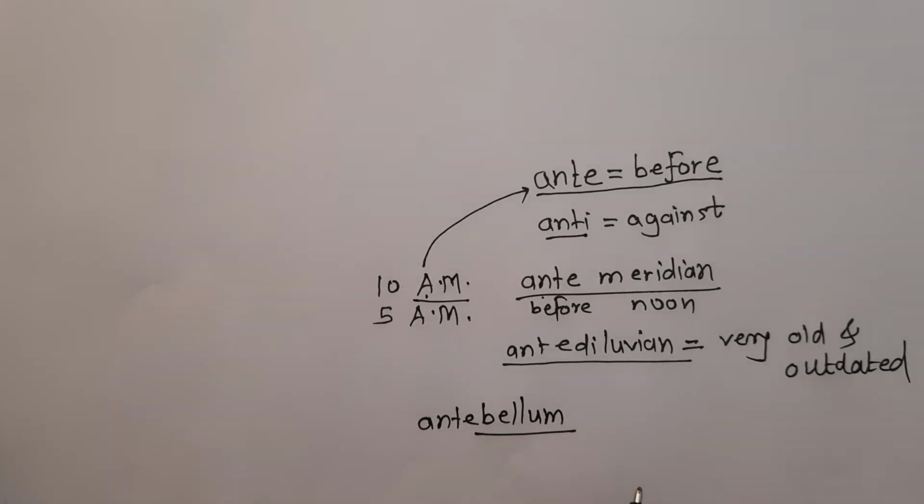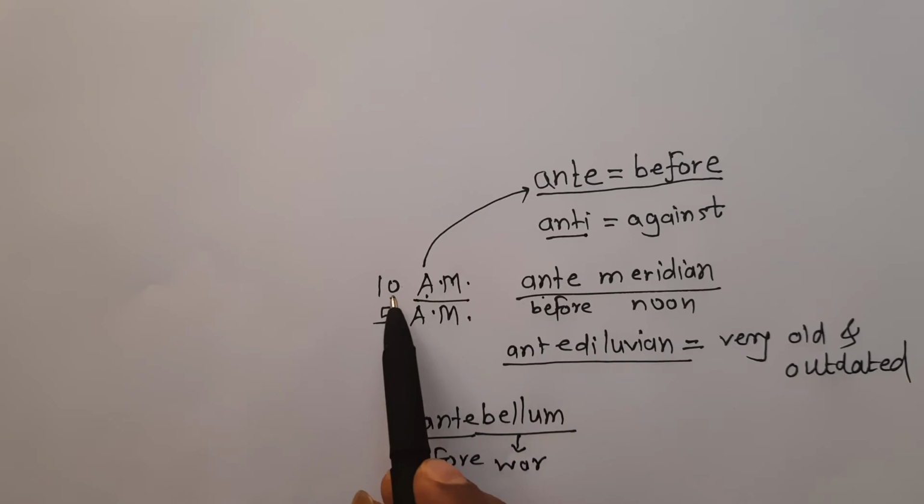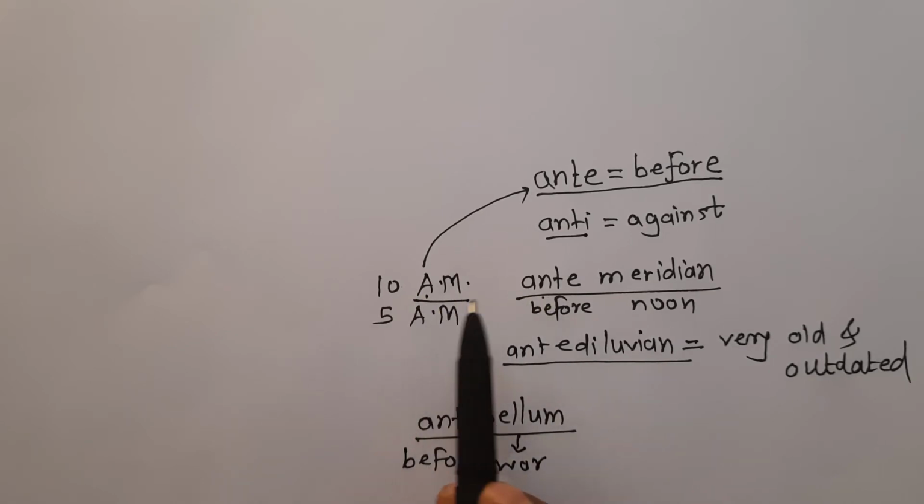Many times this ante is used before this word bellum. Antebellum. Antebellum means something that happened before the war. Bellum means war or fight, and ante is something that happened before war. Opposite to antebellum is postbellum. Post means after. Okay, postbellum.